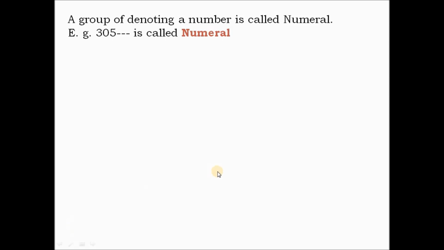A group of digits denoting a number is called a numeral. When we write a combination of digits, we call such a combination of digits a number or numeral. For example, 305 is called a numeral.